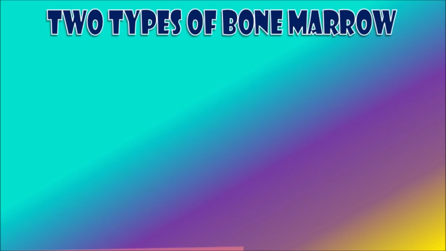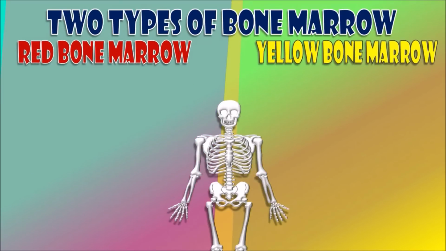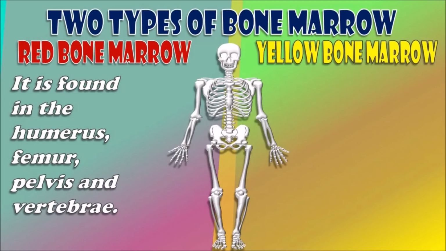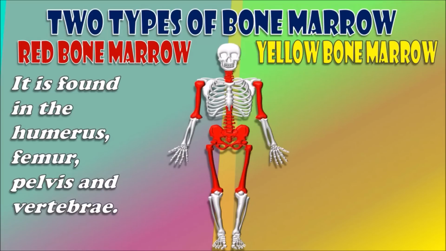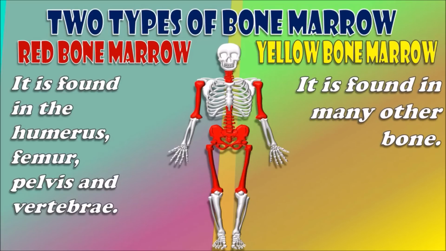There are 2 types of bone marrow, the red bone marrow and the yellow bone marrow. The red bone marrow is found in the humerus, femur, pelvis, and vertebrae. The yellow bone marrow is found in many other bones.